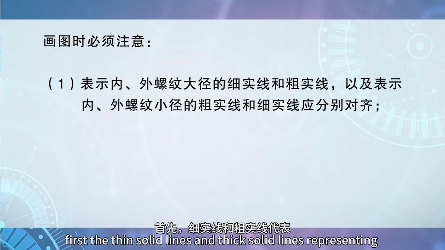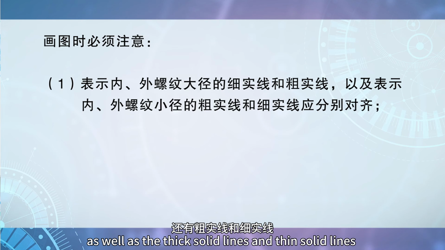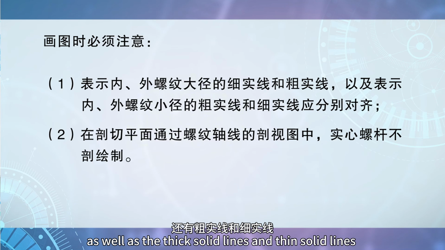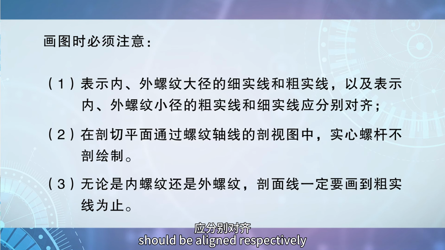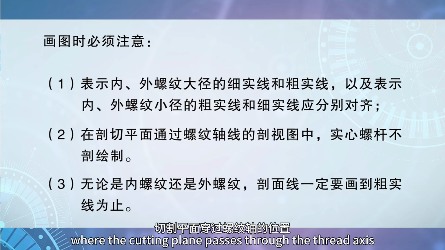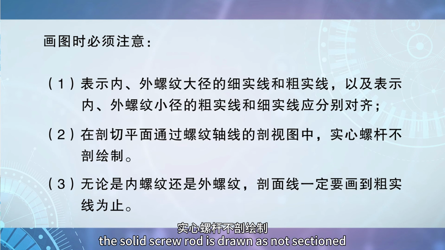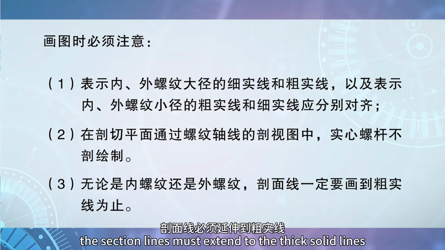First, the thin solid lines and thick solid lines representing the major diameters of the internal and external threads, as well as the thick solid lines and thin solid lines representing the minor diameters of the internal and external threads, should be aligned respectively. Second, in sectional views where the cutting plane passes through the thread axis, the solid screw rod is drawn as not sectioned. Third, whether it is an internal or external thread, the section lines must extend to the thick solid lines.